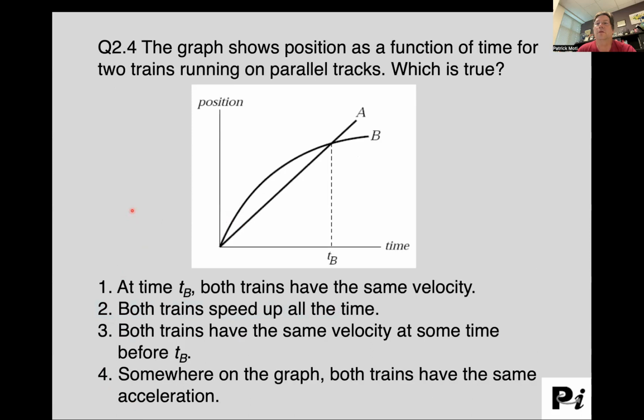The graph below shows the position as a function of time for two trains running on parallel tracks. Which of these statements is true? At the time T sub B, both trains have the same velocity. Both trains are speeding up all the time. Both trains have the same velocity at some time before T sub B. Or is 4 true? Somewhere on the graph, both trains have the same acceleration.